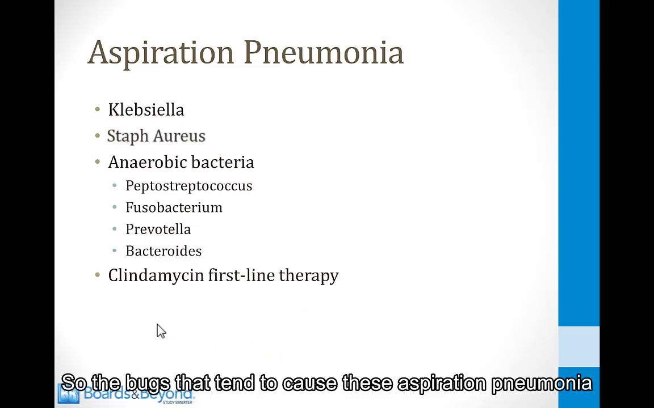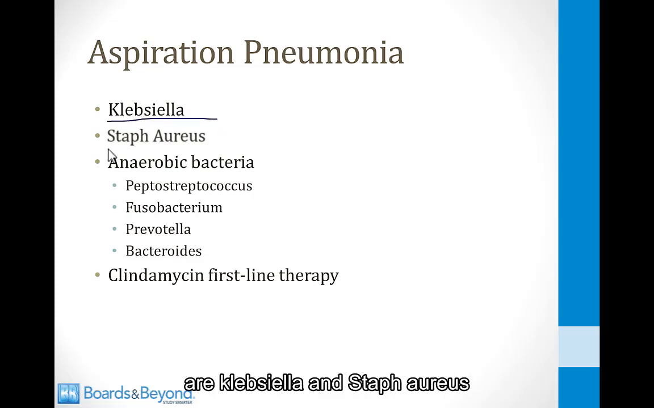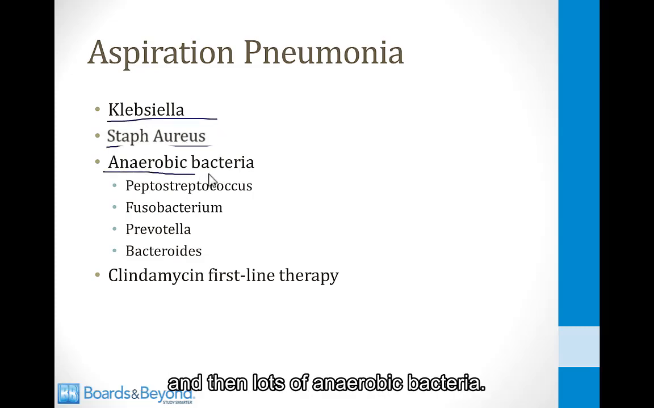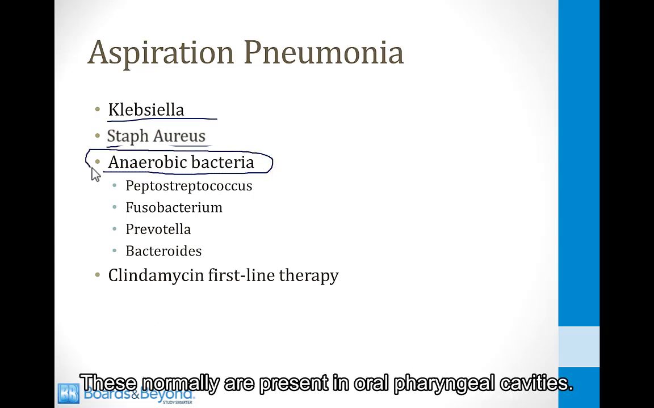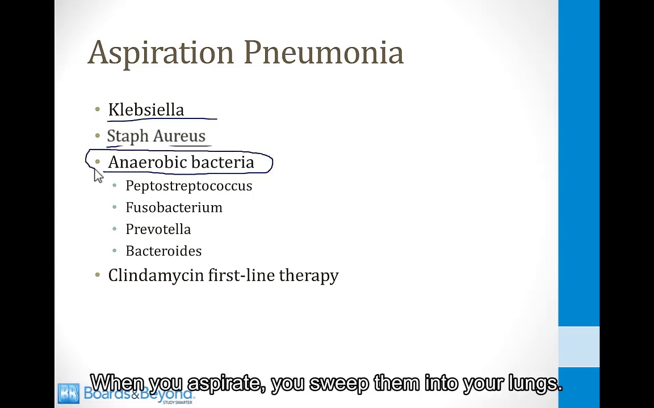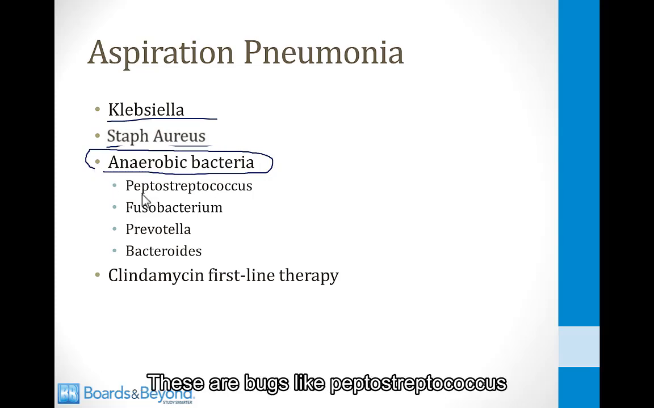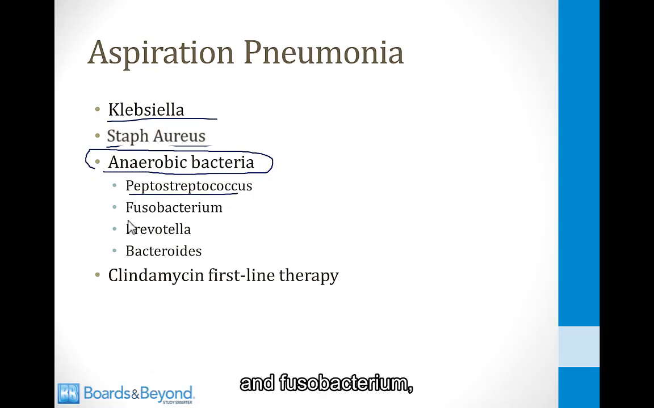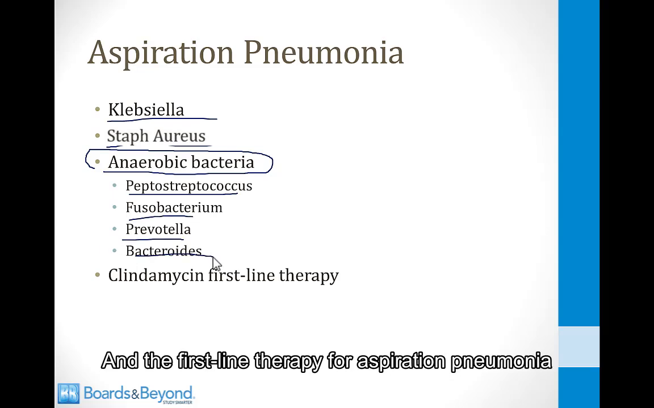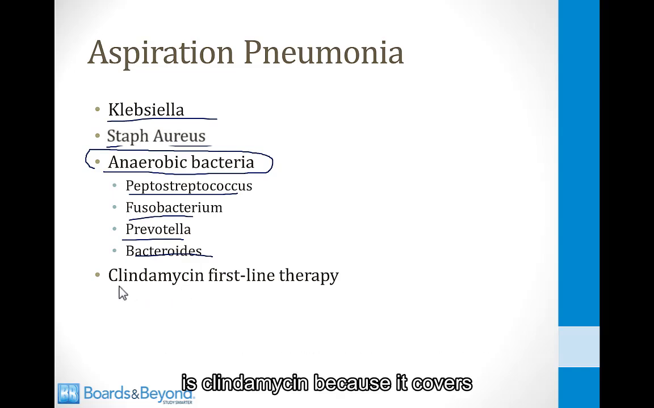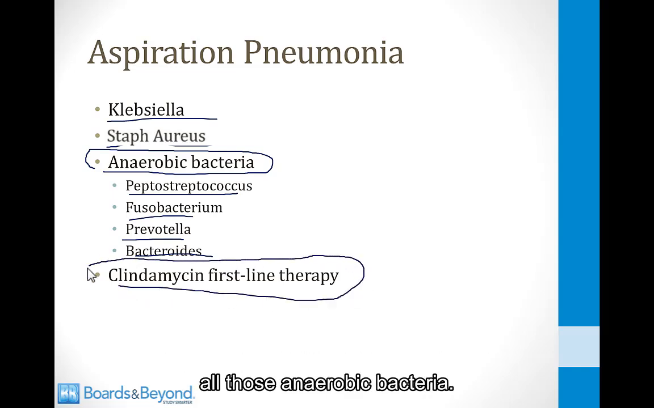So the bugs that tend to cause these aspiration pneumonias are Klebsiella and Staph aureus, and then lots of anaerobic bacteria. These normally are present in the oropharyngeal cavity, so when you aspirate, you sweep them into your lungs. These are bugs like Peptostreptococcus and Fusobacterium and Prevotella and Bacteroides. And the first-line therapy for aspiration pneumonia is clindamycin because it covers all those anaerobic bacteria.